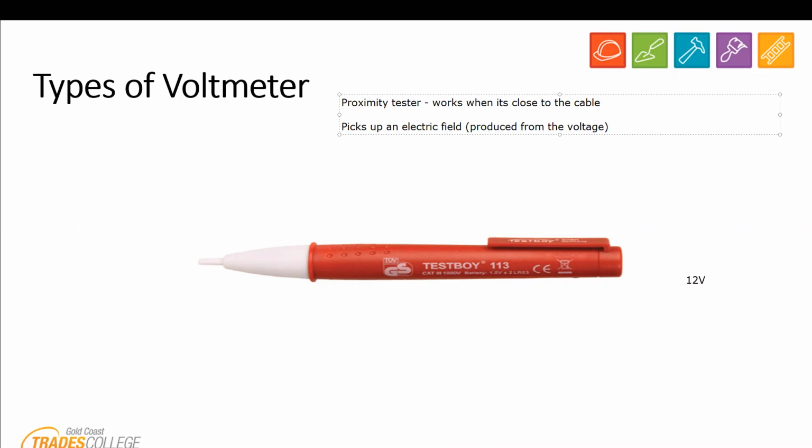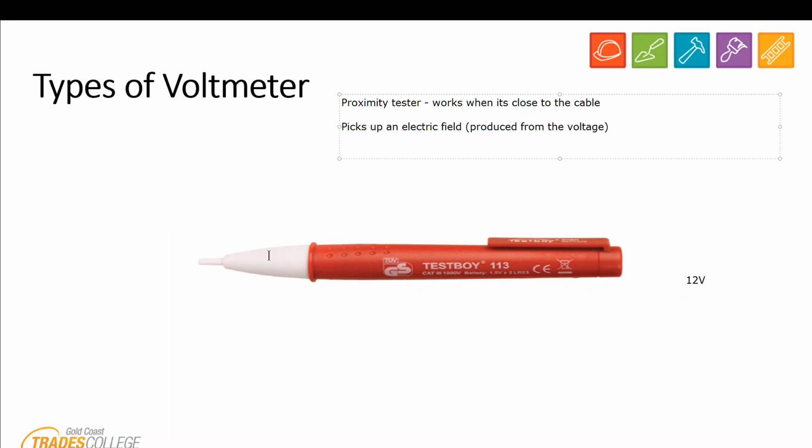So the closer you get to the voltage, this one particular on the screen will just light up on the end to show the electric field actually lights up the light bulb that's inside. So that's basically how it works, right? You press it against a live cable and it'll show you whether there is power there or not.